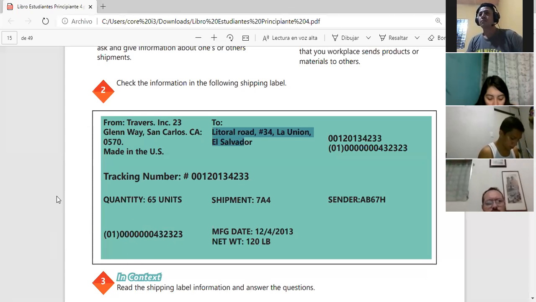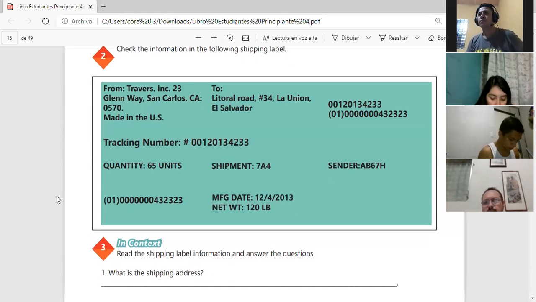What is sender, guys? Ese sender es como un código de vendedor, ¿verdad? Sender es la persona que lo envía. Send, enviar. Sender, la persona que lo envía, o en otras palabras, el vendedor. Entonces tiene un código, ya sea la persona que lo envía o la empresa que lo envía.